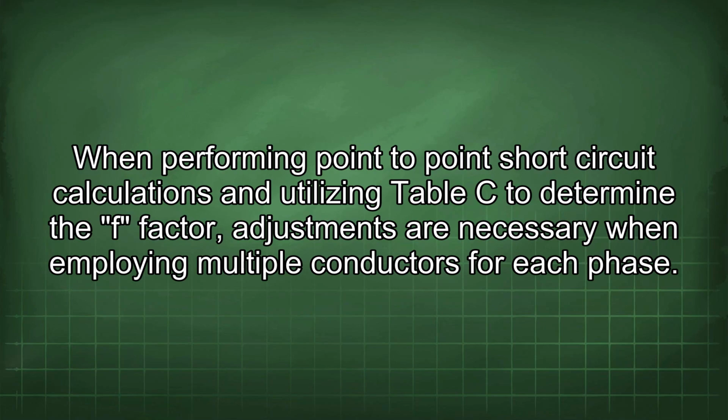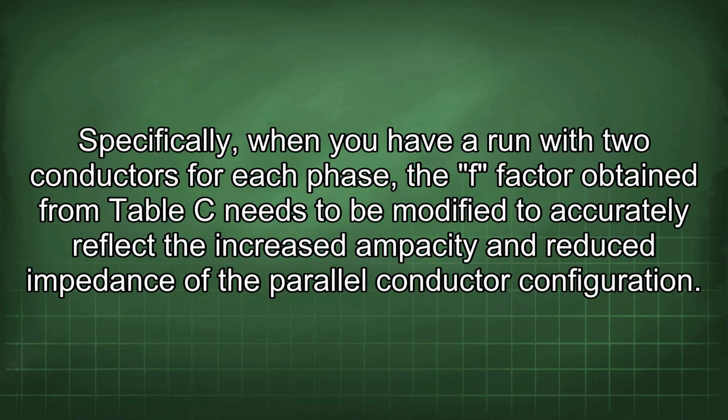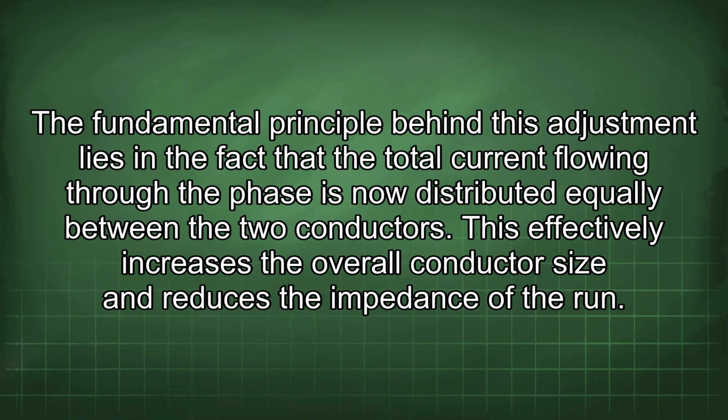When performing point-to-point short-circuit calculations and utilizing Table C to determine the F-factor, adjustments are necessary when employing multiple conductors for each phase. Specifically, when you have a run with 2 conductors for each phase, the F-factor obtained from Table C needs to be modified to accurately reflect the increased ampacity and reduced impedance of the parallel conductor configuration.